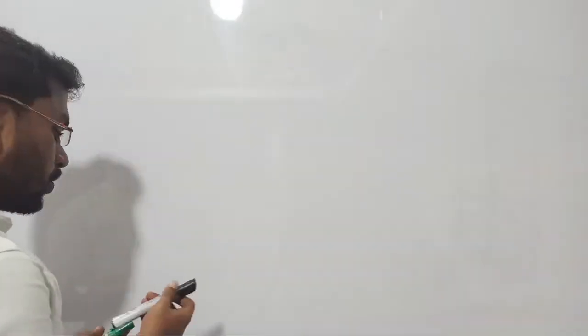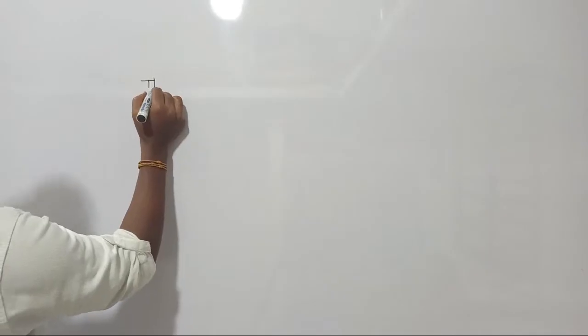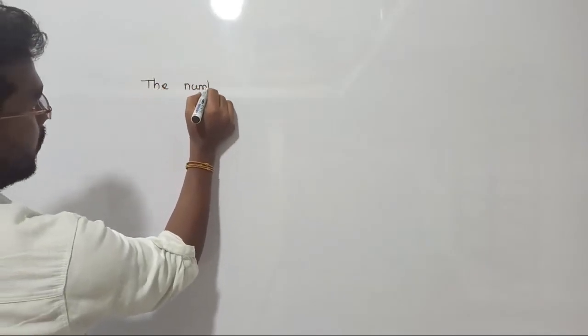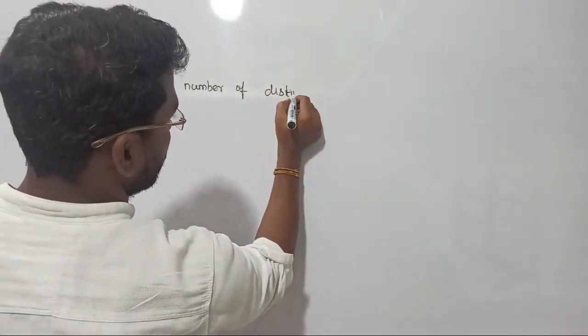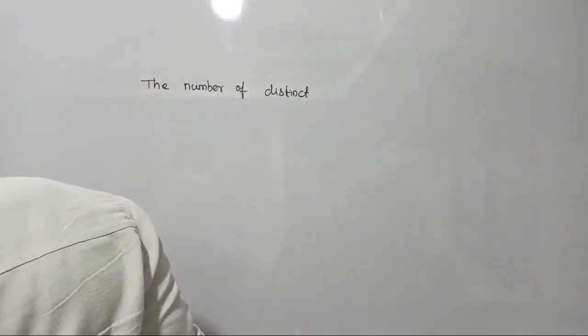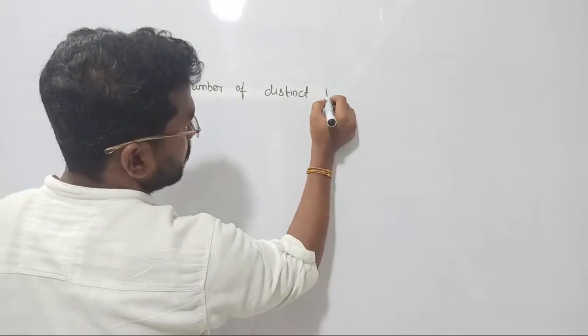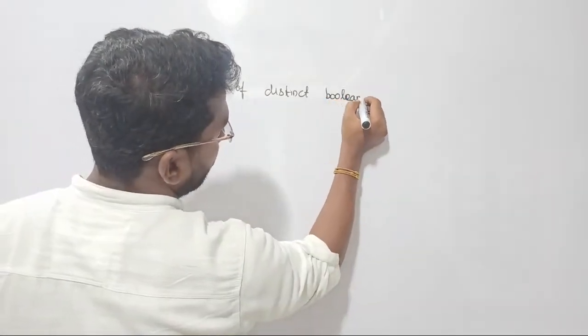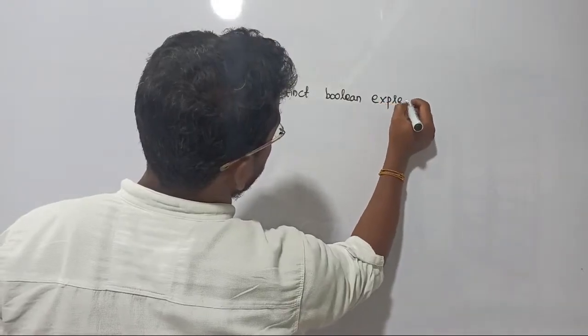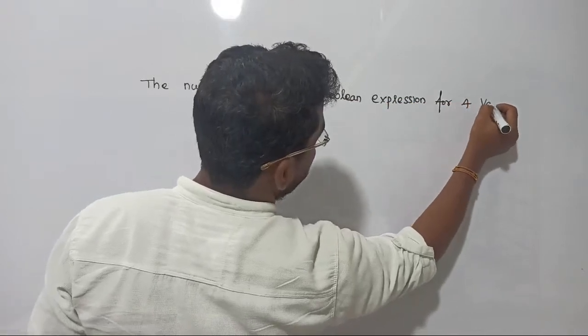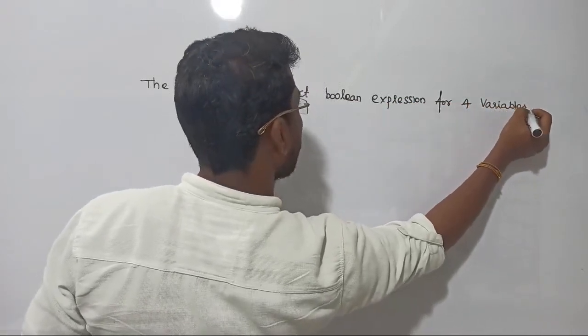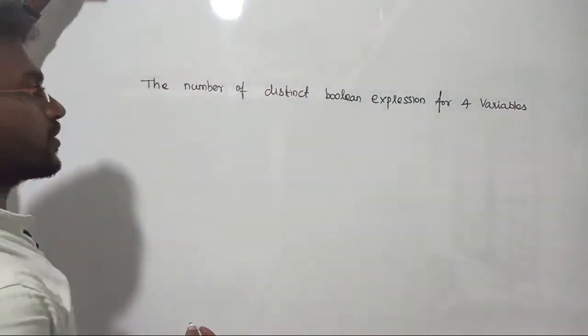Okay, guys, the next question is: the number of distinct Boolean expressions of 4 variables is. The question is the number of distinct Boolean expressions for 4 variables.